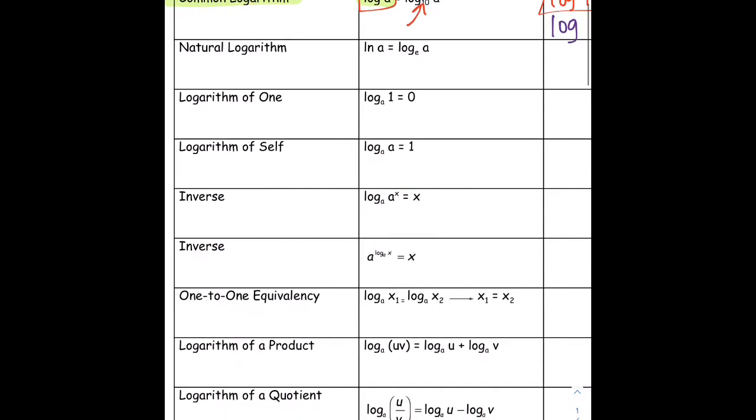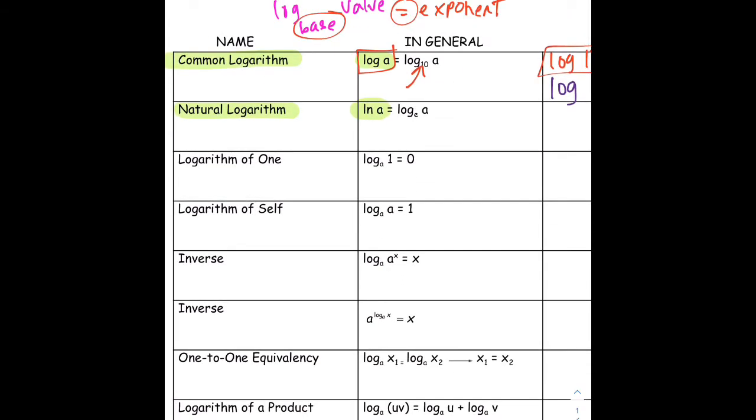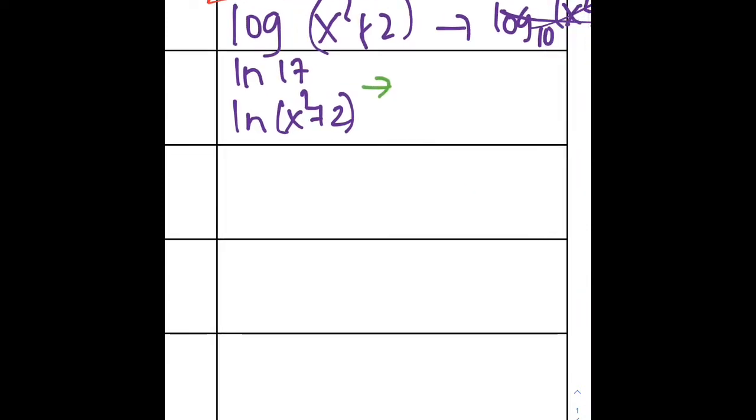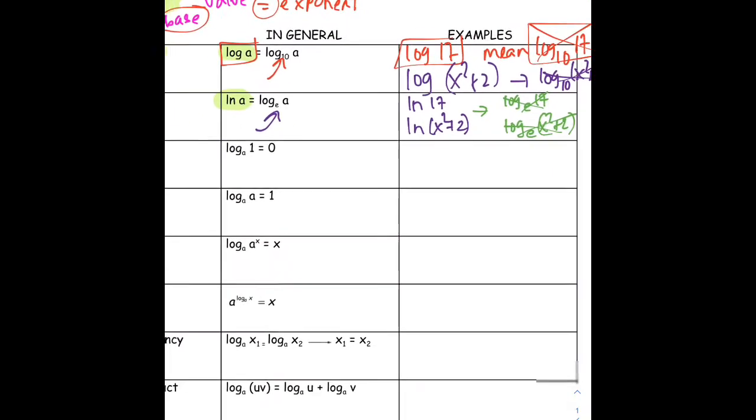Along those same lines, when I talk about the natural log, if I see the symbol ln instead of the word log, you are to assume that we have a base e. So again, some examples. If I give you the natural log of 17 or the natural log of x squared plus 2, what it means is that you would have a base e. We would never really write it as log base e of 17 or log base e of x squared plus 2, but they are equivalent.